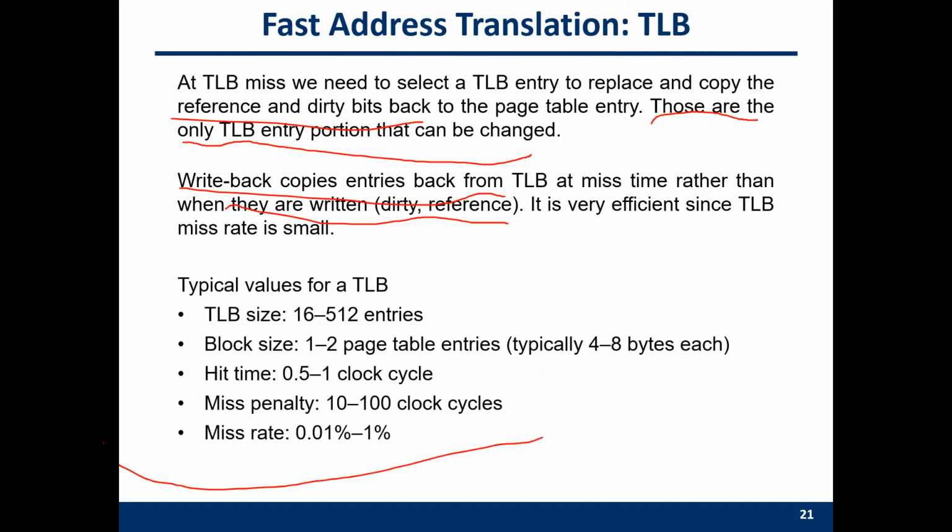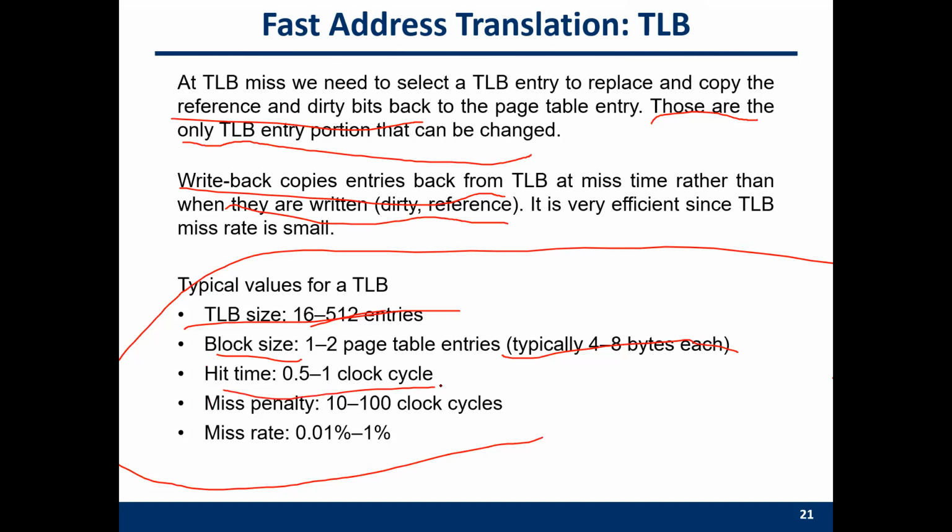So this is the typical information of TLB. A TLB only has maybe sometimes 16 entries. Typically, it's a fully associated cache. Nowadays, for the server end, you have a set associative TLB. And the block size is also small. It's only 4 to 8 bytes.